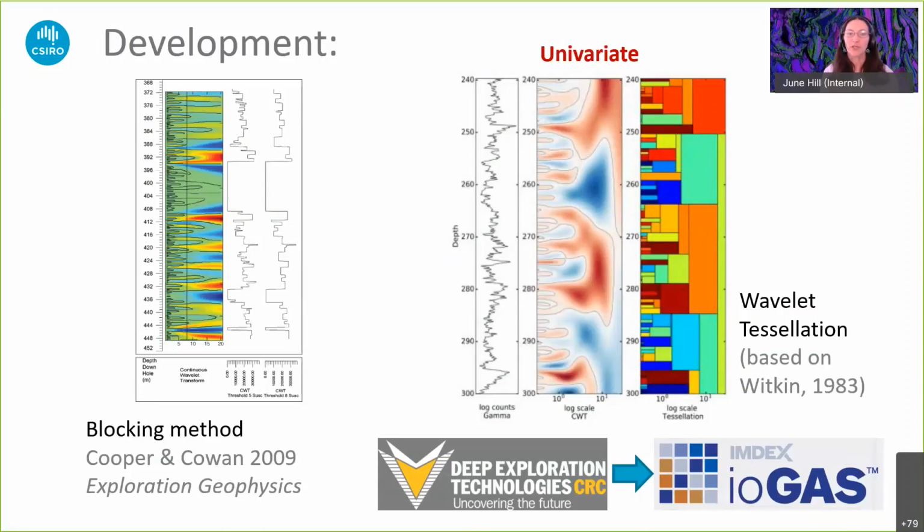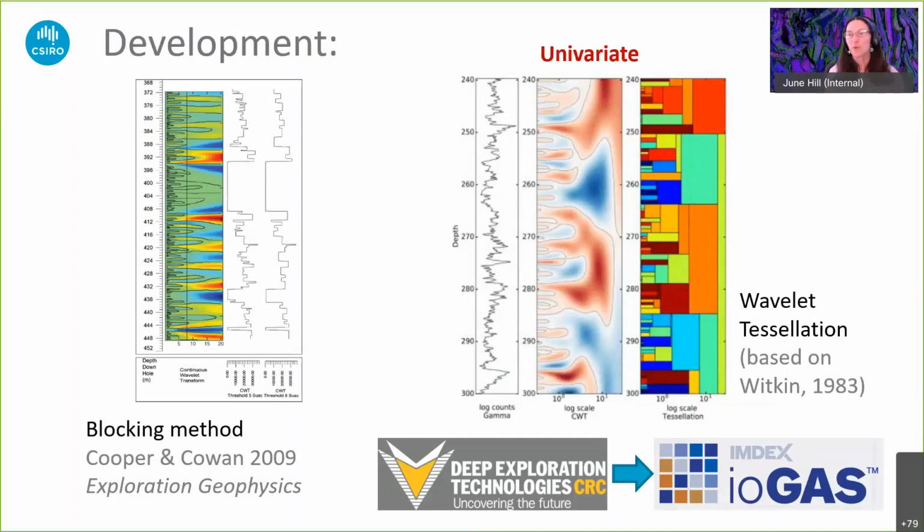So originally Cooper and Cowan here developed the blocking method. So you can see out to the right of the continuous wavelet transform, they've extracted information at a scale of 5 and a scale of 8. So the black line that goes through the middle of the continuous wavelet transform, that's the scale of 8. So by extracting at different scales, they could get different information. But you can see it would be very hard to decide what scale to select at.